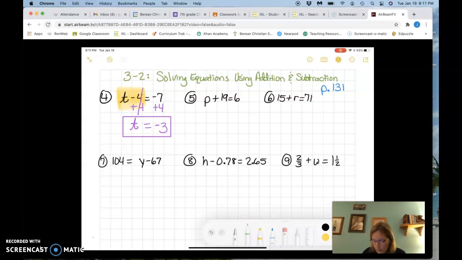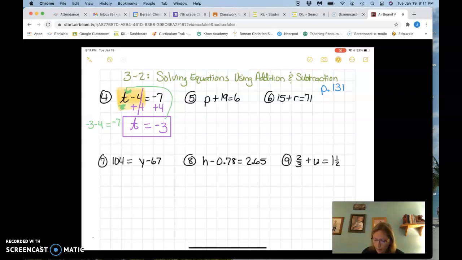Now, if I wanted to check my work, I could just plug that -3 back in where the t is and see if I get the two sides equal. So let's do that real quick. I got -3 minus 4 equals -7. So I just replaced that t with my -3.